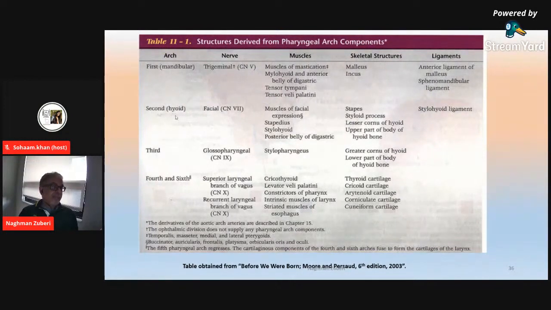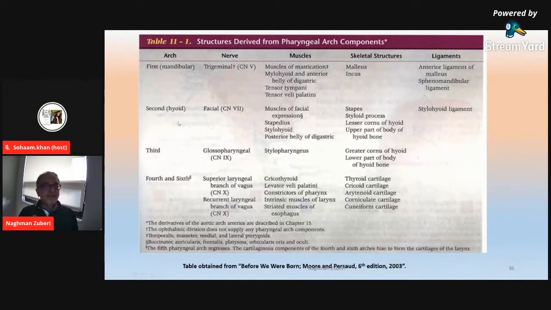Second, which is known as hyoid arch, the cranial nerve 7 or facial nerve. Muscles of facial expression are originating from here. Which muscles? Buccinator, auricularis, frontalis, platysma, orbicularis oris, and orbicularis oculi. Then stapedius, stylohyoid, posterior belly of digastric. So anterior belly of digastric is coming from the first arch, and the posterior belly is coming from the second arch. So their nerve supply is also different.